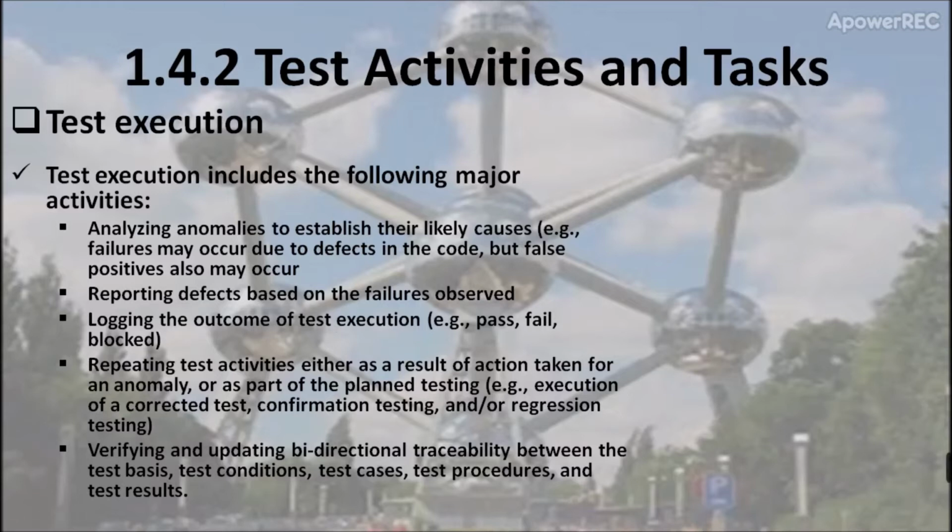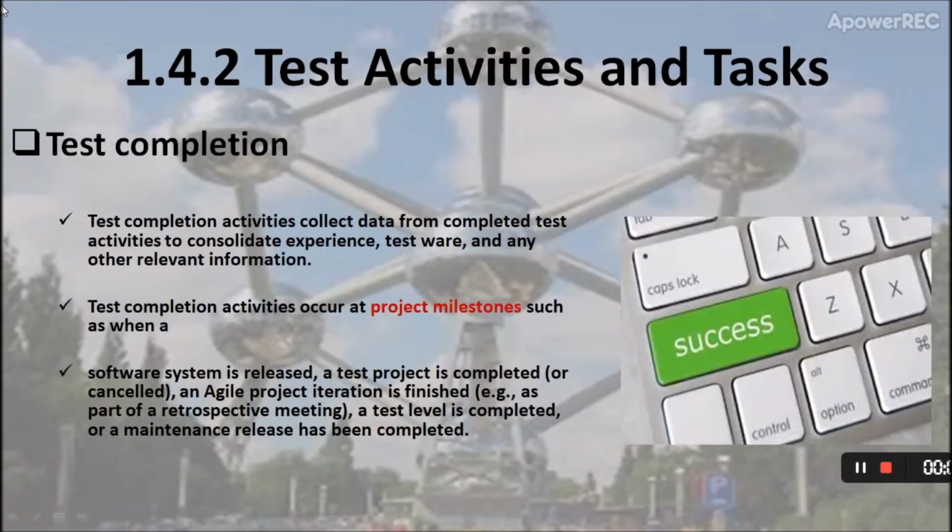First, we log the outcome of the test execution. We repeat the test activity after finding defects. For example, we found a defect and the developer solved it. We should do confirmation testing, or retesting, to make sure that the defect is solved. Lastly, we verify and update the bidirectional traceability between the test basis, test conditions, test cases, test procedures, and test results. Now we are ready to perform test completion.